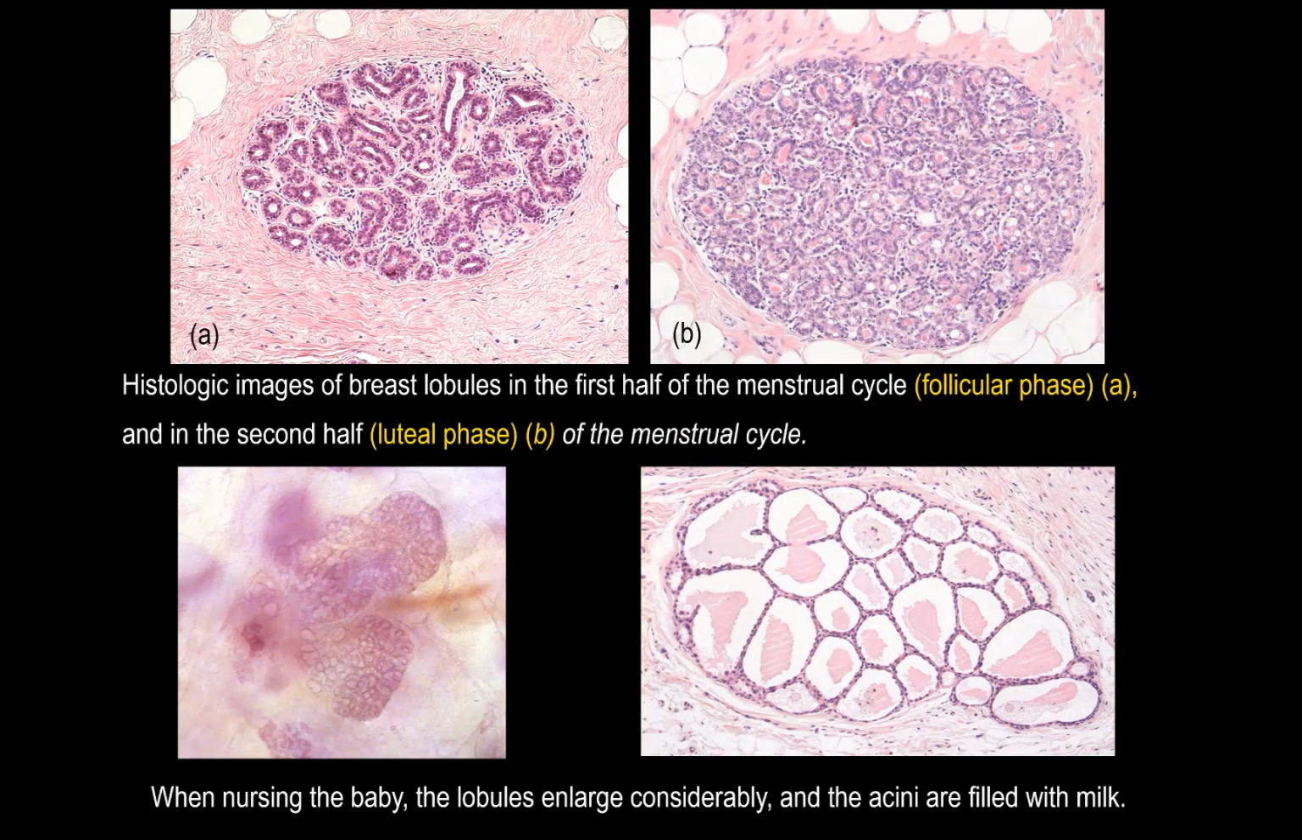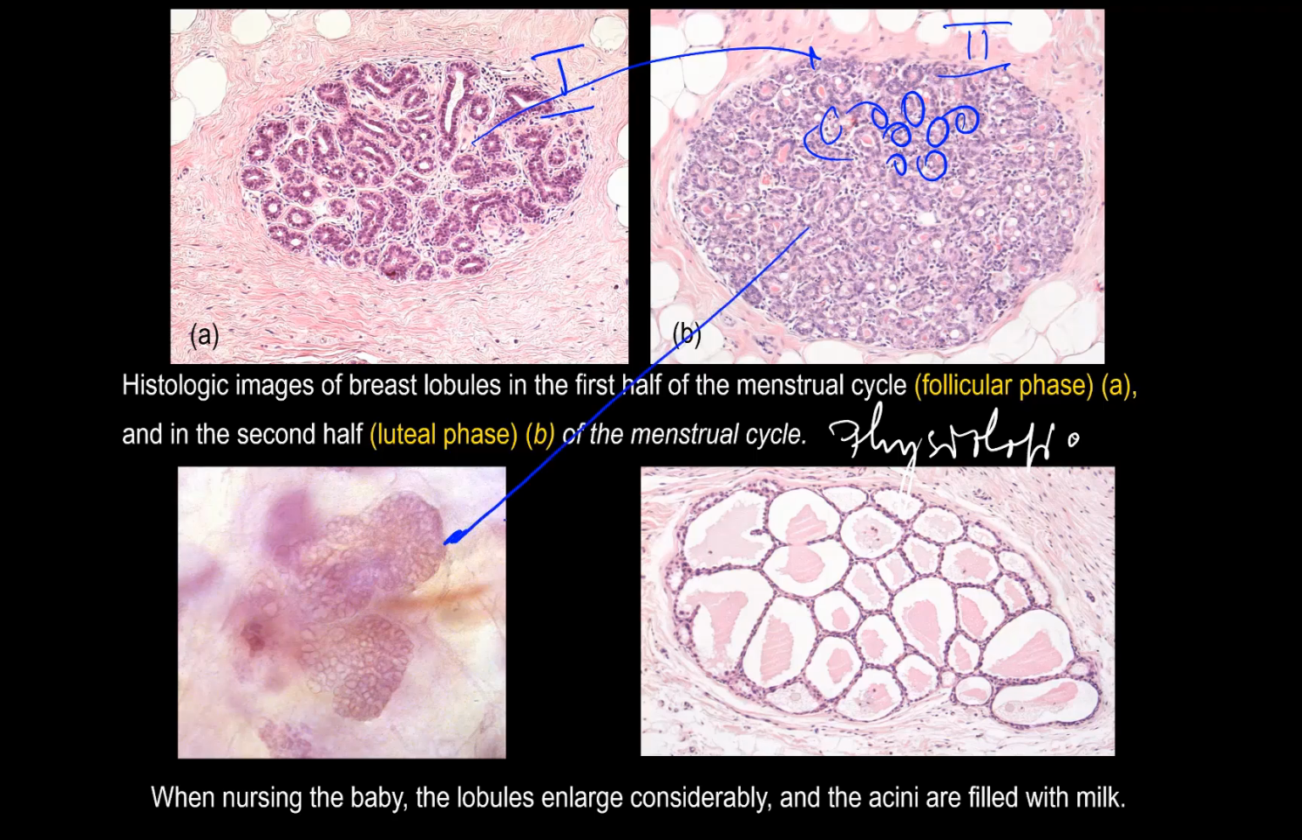There is a physiologic adenosis, and that's when she's lactating. This is the first half of the menstrual cycle, and this is the second half. So the body is preparing itself for lactation. And if she really becomes pregnant and lactates, then this is one acinus which was just this skinny, and this is what is inside its milk.